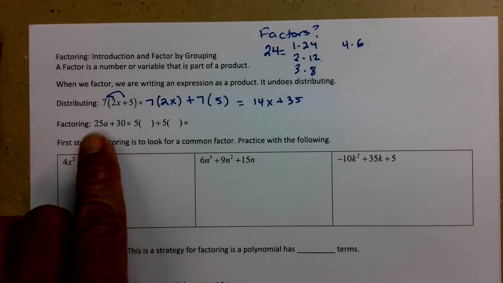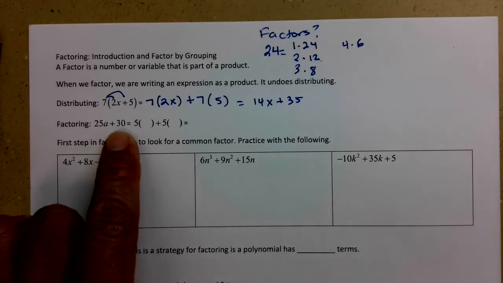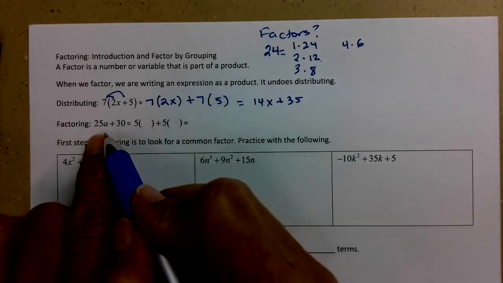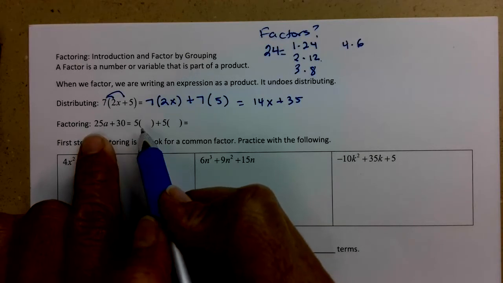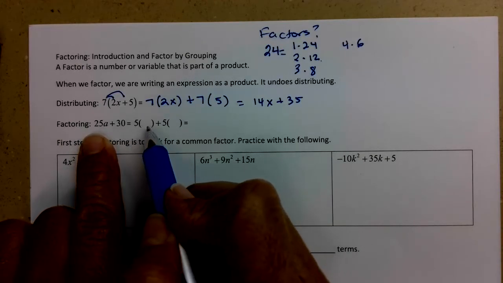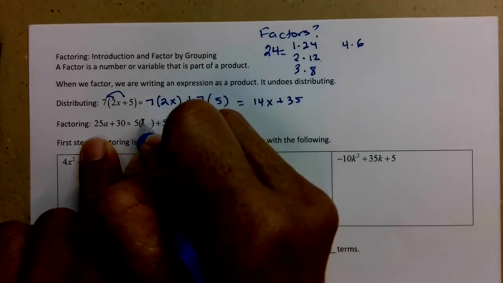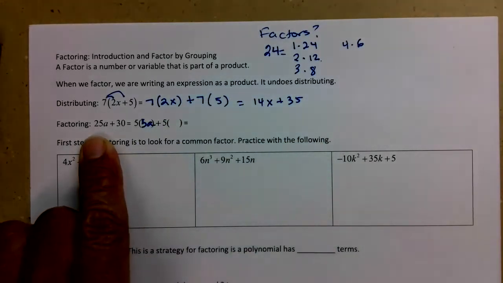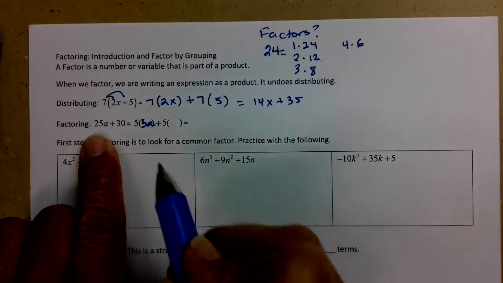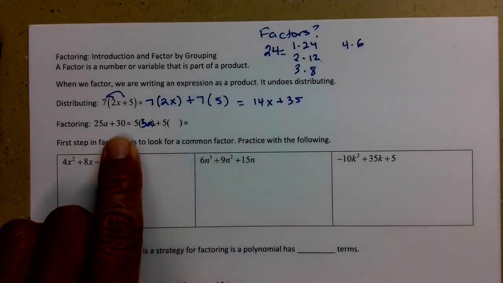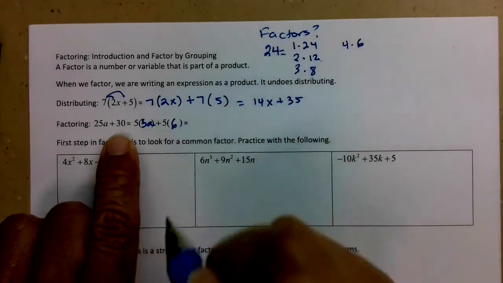So here I have the expression 25a plus 30. Well, I see that 5 goes into both 25a and it goes into 30. So what I want to do is rewrite 25a as 5 times something. So 5 times what gets me 25a? Right, so 5a. And 5 times what gets me 30? 6.